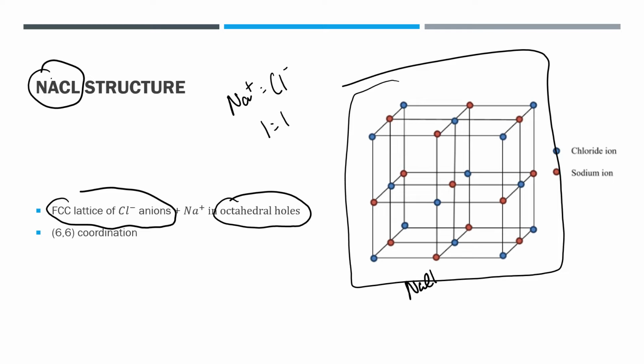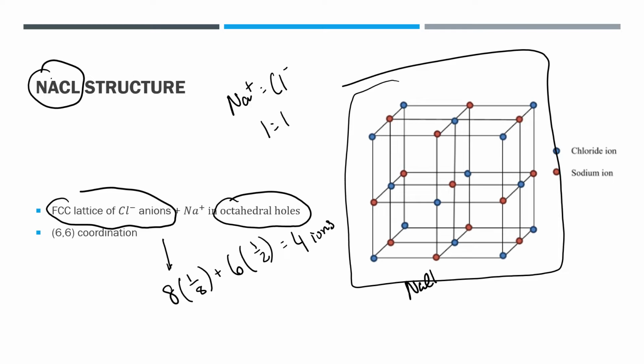Let's first look at the FCC lattice. Remember we have 8 corner atoms, and we have 6 on the faces, and each face is shared by 2 unit cells. This gives us 8 times 1/8 plus 6 times 1/2, which gives us 4 ions total. So we have 4 chloride anions in this unit cell. Now let's look at sodium, and if everything goes well, we should get 4 sodium ions as well, so we keep that 1-to-1 ratio.